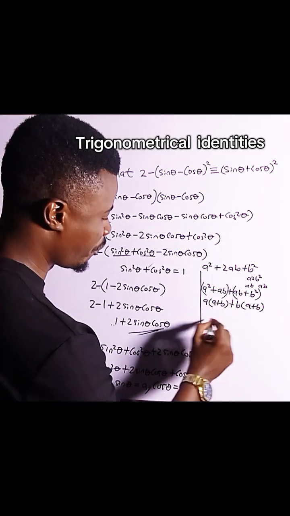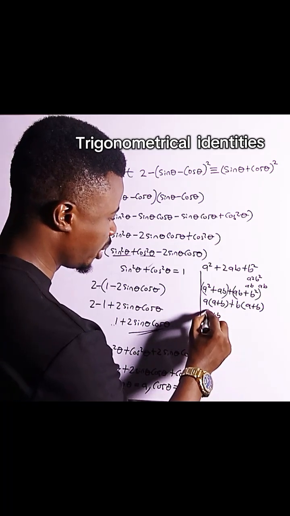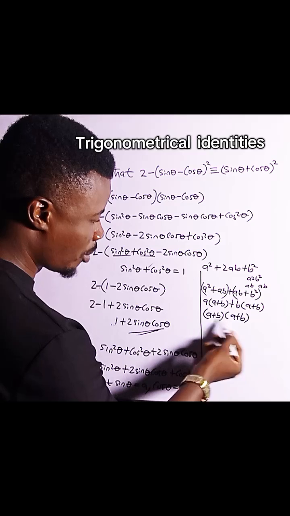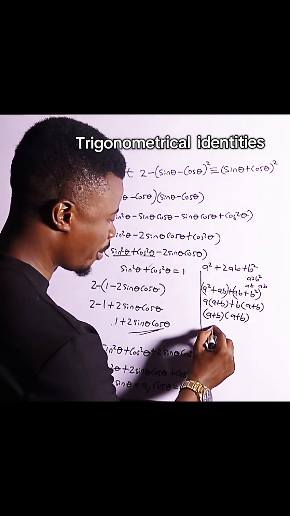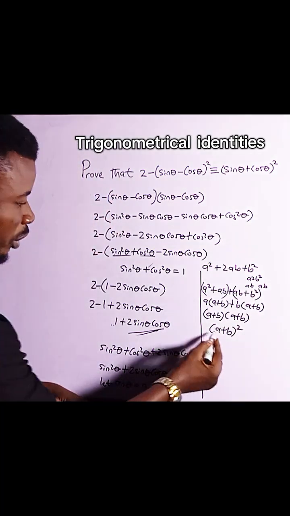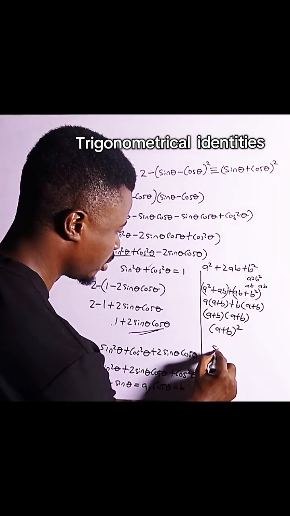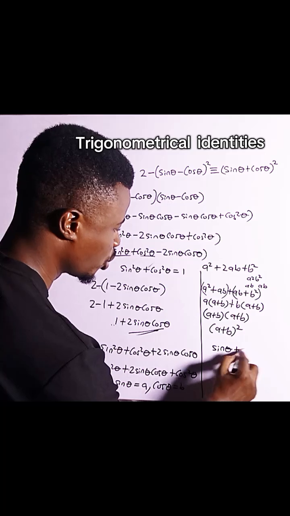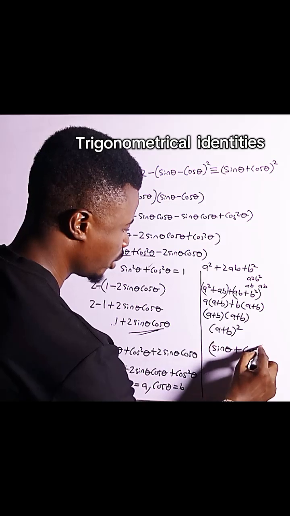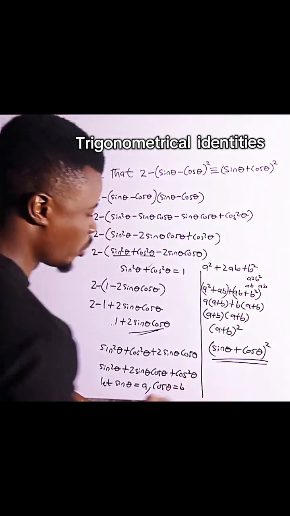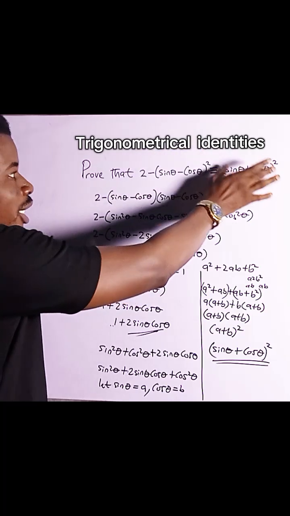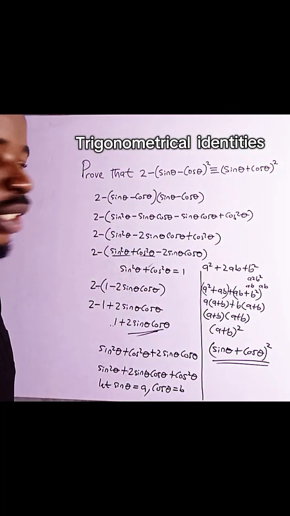So what do you have? If you factorize it, you have a plus b into a plus b. So both of them are common or the same expression. You can combine them. It becomes a plus b squared. Now what is your a? Sine theta. Plus what is your b? Cos theta. Then what? Squared. So you can see we have finally proven that this expression on the left hand side equals the expression on the right hand side.